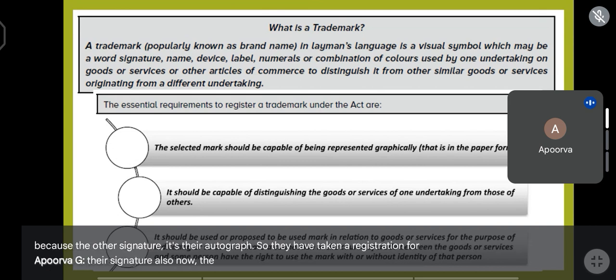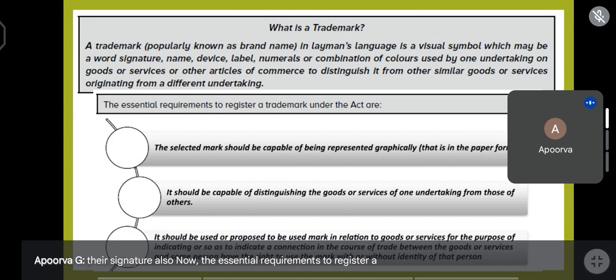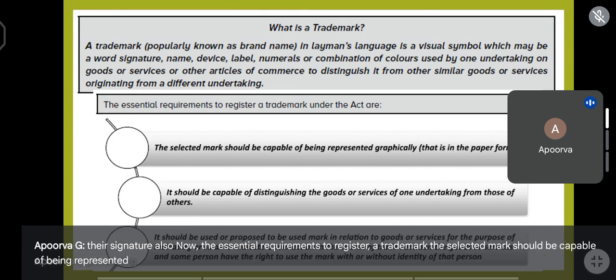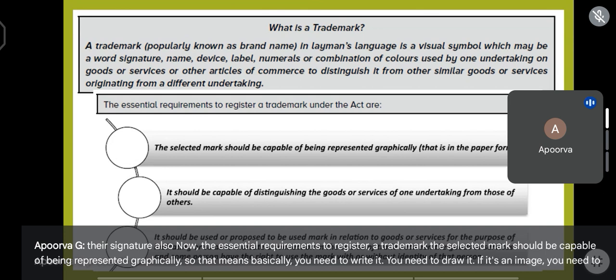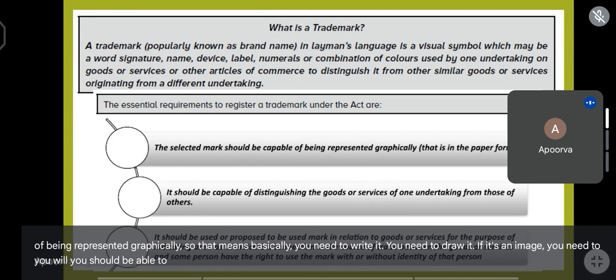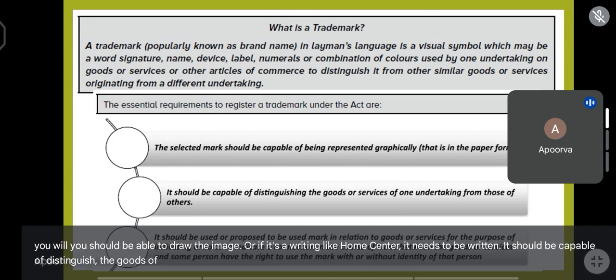Now, the essential requirements to register a trademark: the selected mark should be capable of being represented graphically. That means you need to write it, you need to draw it. If it's an image, you should be able to draw the image, or if it's writing like Home Centre, it needs to be written. It should be capable of distinguishing the goods or services of one undertaking from those of another.